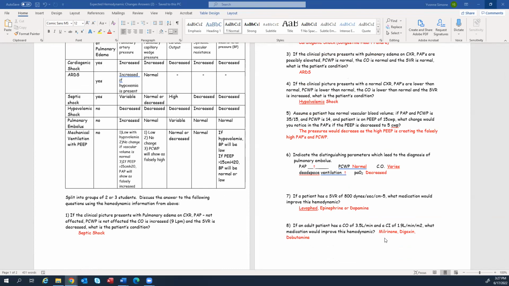And we would use Levophed, epinephrine, or dopamine, which is a vasoconstrictor, and that would increase the blood pressure.